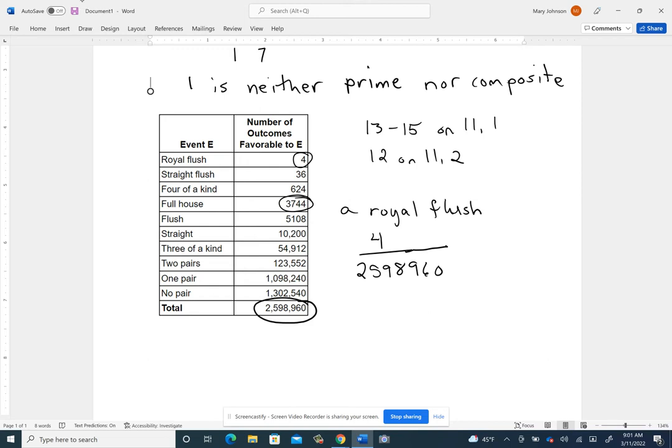hands you could get. And remember, we got that by using combinations, by taking the 52 cards and choosing 5. Okay? And that gave us the number that you see there. All right, so they've already given you the chart, so you don't really have to go back to the combinations. You just need to take 4 and divide it by that 2,598,960. Now, I'm thinking that some of the issues might deal with rounding.